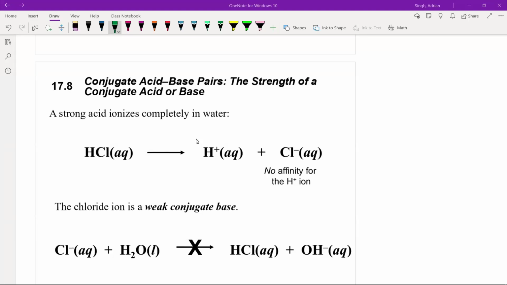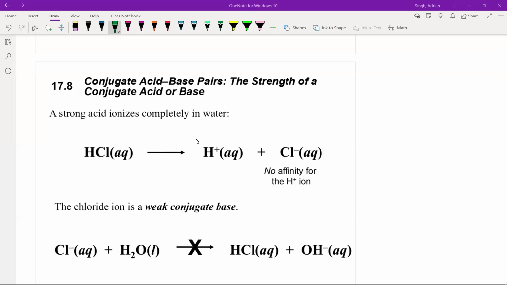All right, so now we're going to take a look, maybe put the calculations on the back burner for a little bit. We're going to take a look qualitatively at the strengths of the conjugate acid or the conjugate base for a particular compound. And we'll start, first of all, with looking at the example of a strong acid. So we define strong acids and strong bases based on the ionization.